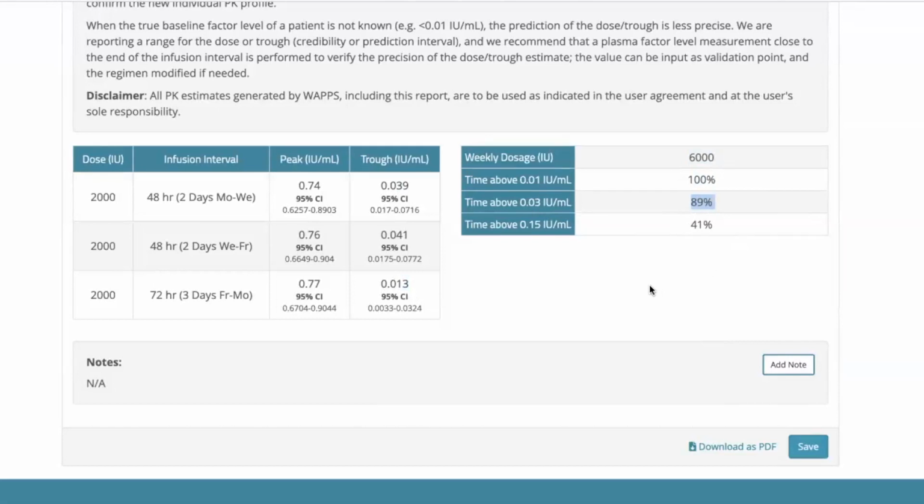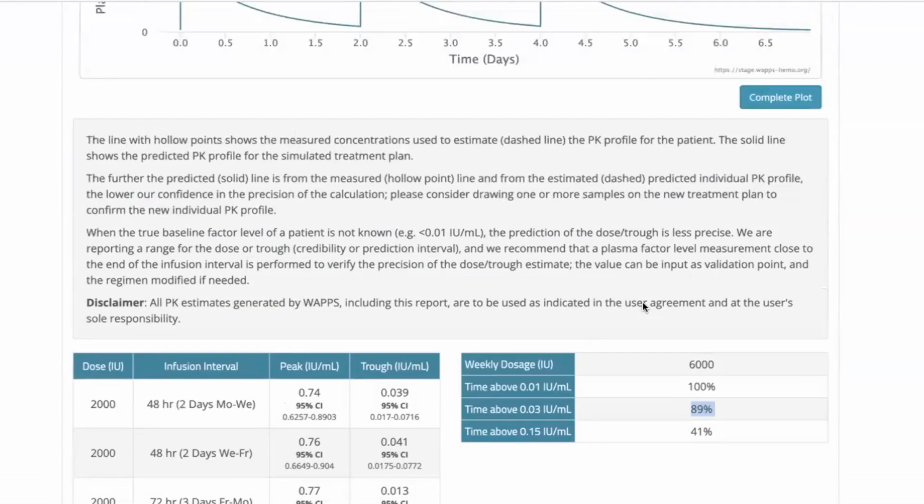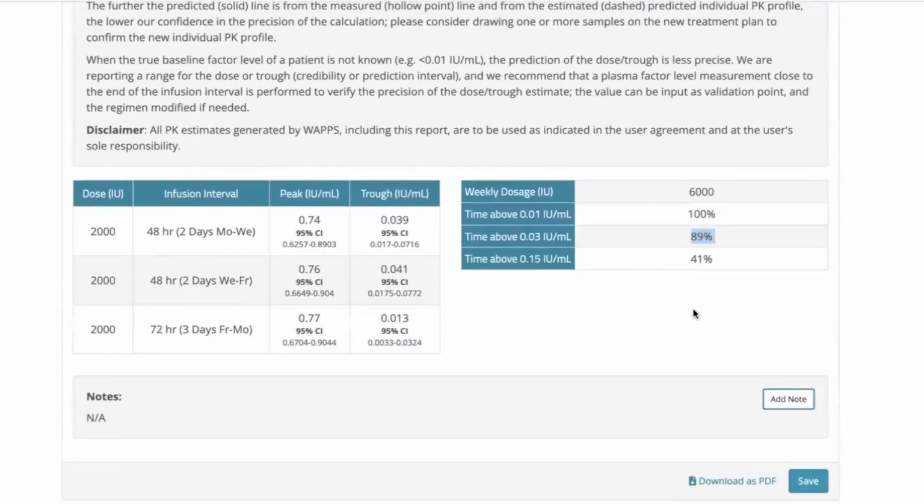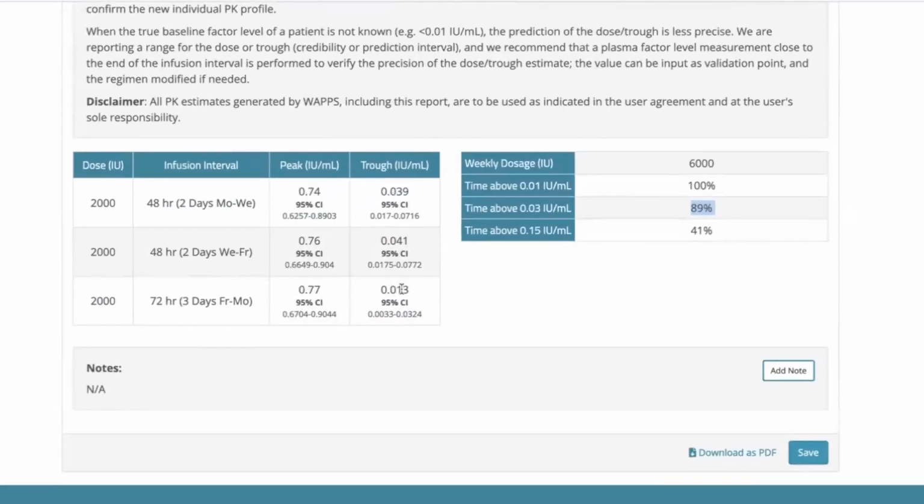Now let's say this patient tells me that he bleeds on Sundays. He happened to bleed on Sunday. And so I say, well, okay, let's try to make a change to your treatment plan. The first thing is, let's try to change the dose on the Friday. So look here, you get a 1.3, and 89% of the time above 3%.